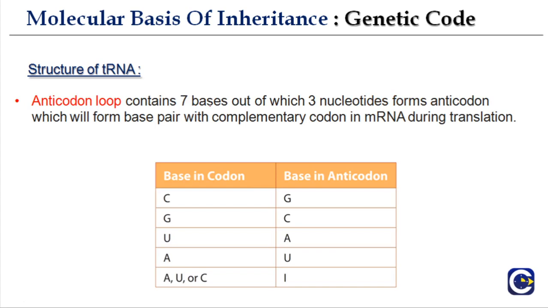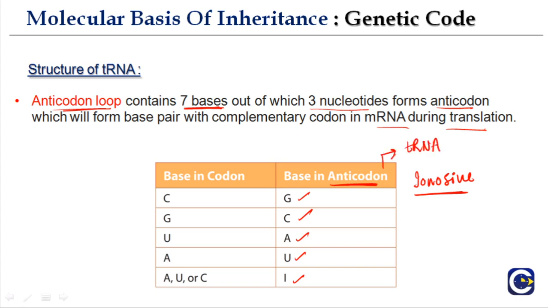The anticodon loop contains 7 bases, out of which 3 nucleotides form the anticodon, which will base pair with the complementary codon in mRNA during translation. The bases in the anticodon can be guanine, cytosine, adenine, uracil or inosine. It is a modified base that is present in tRNA. So these are the 5 bases that can be present in the anticodon, and this anticodon is present on the tRNA. So the anticodon loop contains 7 bases, out of which 3 nucleotides form the anticodon.